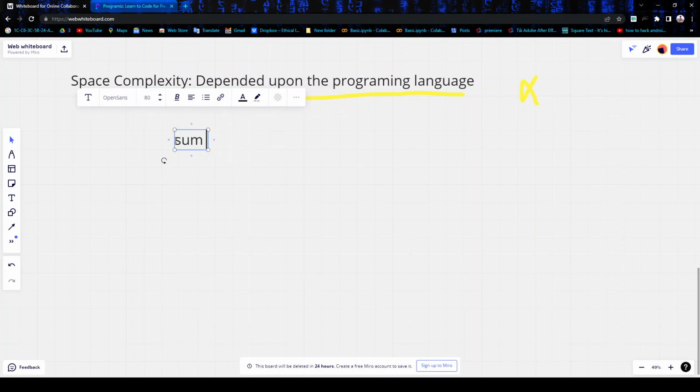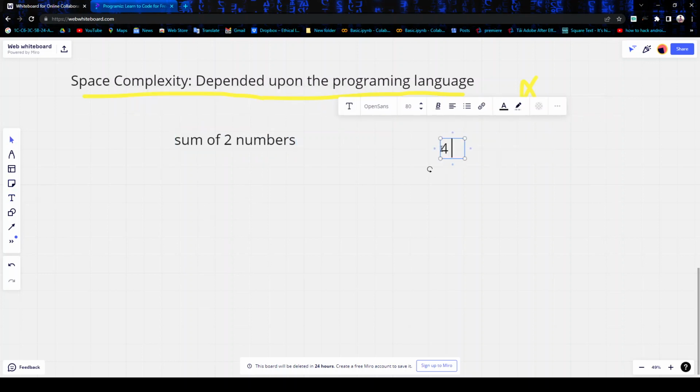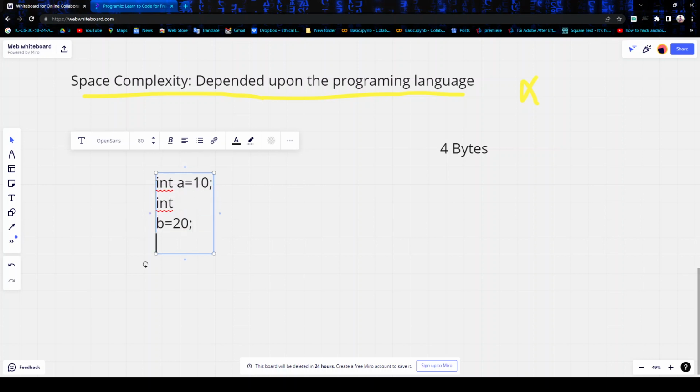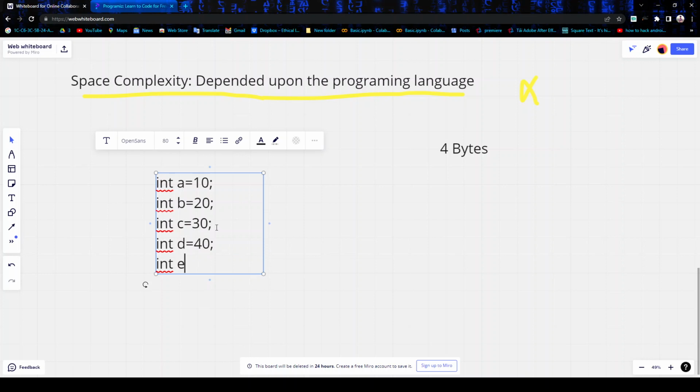For example, we want to do the sum of two numbers. Now we know that whenever we declare a particular variable, it will take up the size of 4 bytes, right? Generally, an integer will take up the size of 4 bytes. Now, let's say we are writing a program to sum numbers, and what if I create the variables in this manner? int a is equal to 10, int b is equal to 20, int c is equal to 30, int d is equal to 40, and int e is equal to 50.